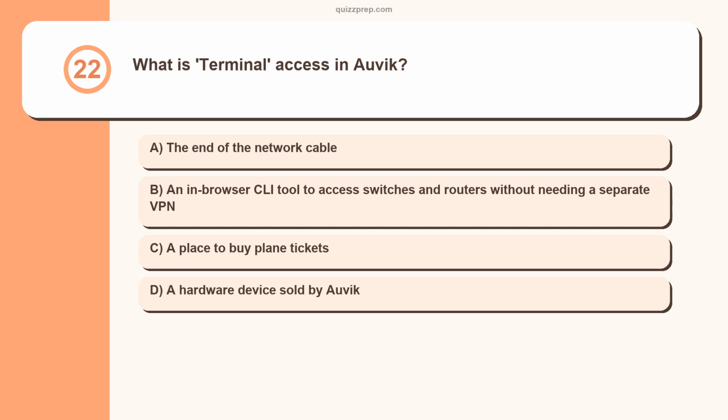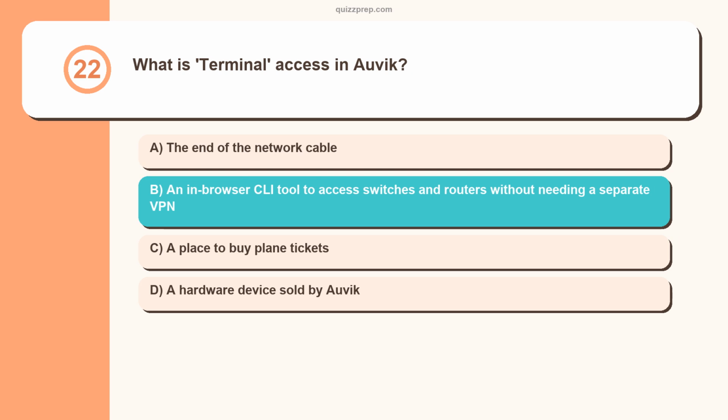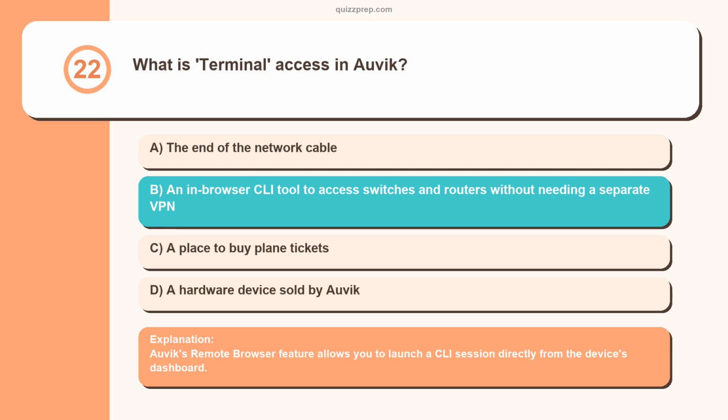Question 22. What is terminal access in Auvik? The end of the network cable. An in-browser CLI tool to access switches and routers without needing a separate VPN. A place to buy plane tickets. A hardware device sold by Auvik. Auvik's remote browser feature allows you to launch a CLI session directly from the device's dashboard.